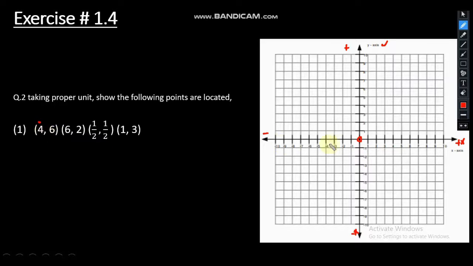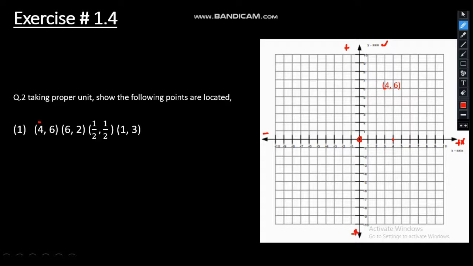Now 4 means here on the x-axis, 1, 2, 3, 4. And 6 means positive y, 1, 2, 3, 4, 5, 6, which means here. So this is the point which is located here. So we can write here 4 and 6, in this form.